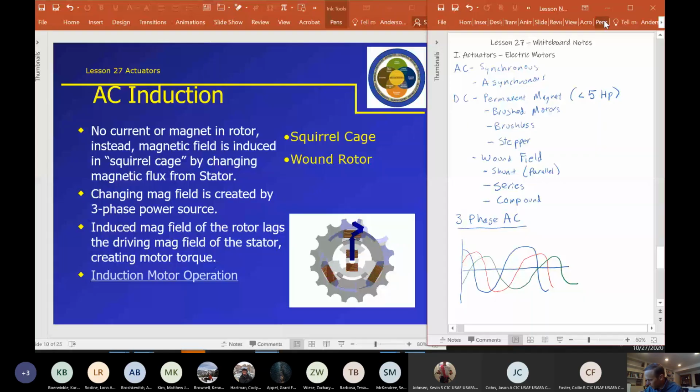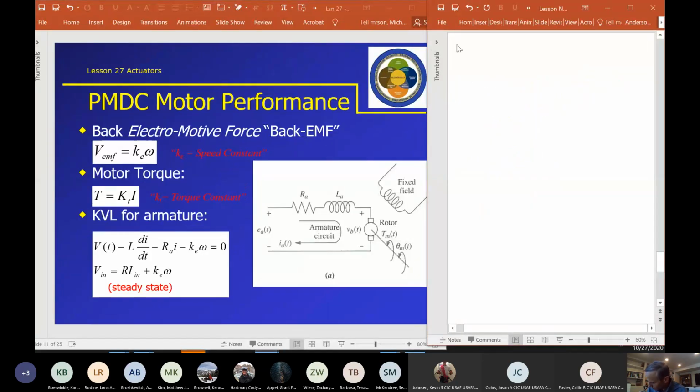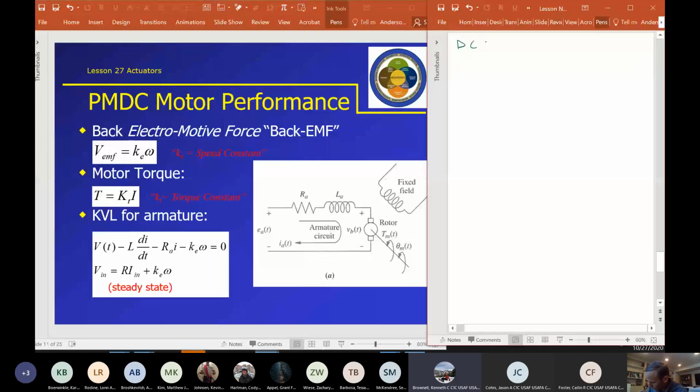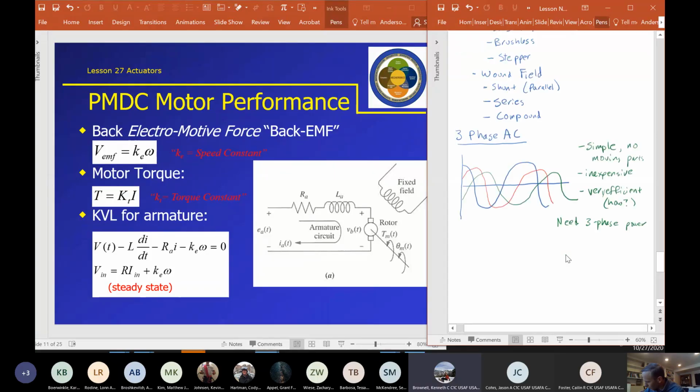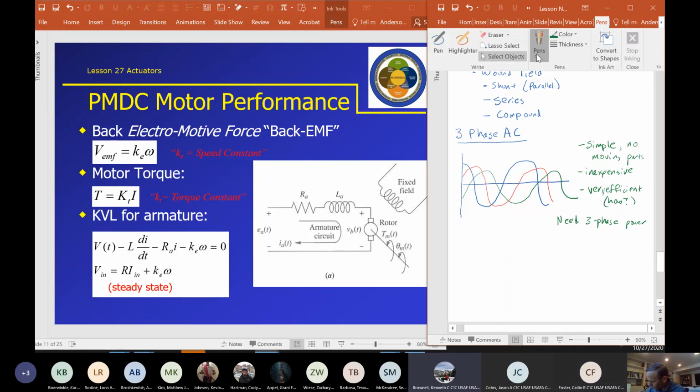A new blank slide here. Sir, could you bring the notes back up? When you were writing them down, nothing happened until just a second ago. So I was just making these notes about pros and cons of the three-phase motor. Did you catch that? Yes, sir. I was listening to you as you were talking about it. No problem. Thank you.